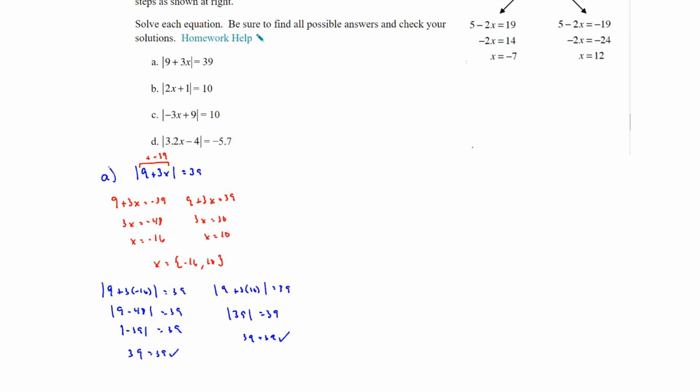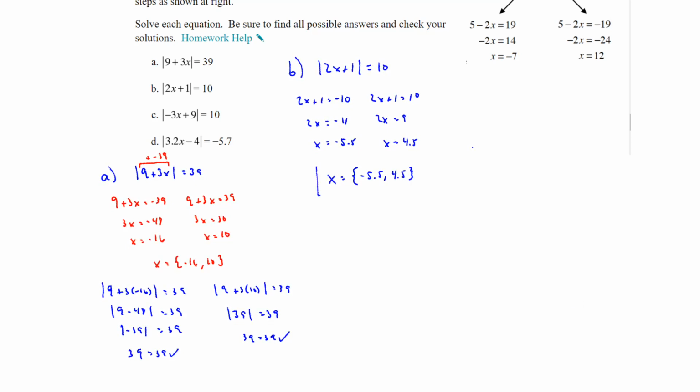Alright, on part B, we have the absolute value of 2x plus 1 is equal to 10. Whoops. Make that look like a bar. And so we know that 2x plus 1 could equal negative 10, or 2x plus 1 could equal a positive 10. We'll solve both equations. Subtract 1, divide by 2, so negative 5.5. Subtract 1, divide by 2, and that's positive 4.5. So we have, once again, two solutions, negative 5.5 and 4.5, sorry.